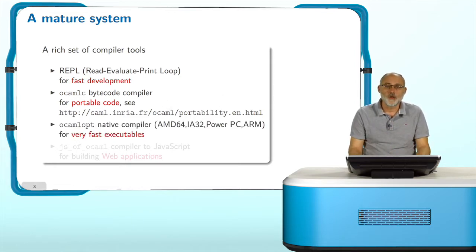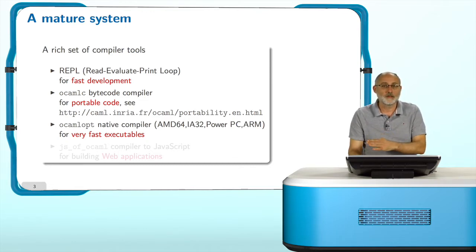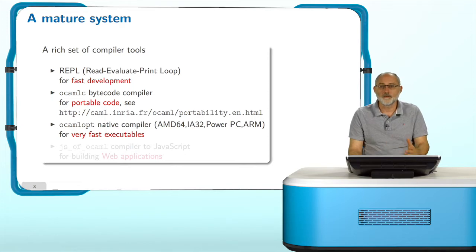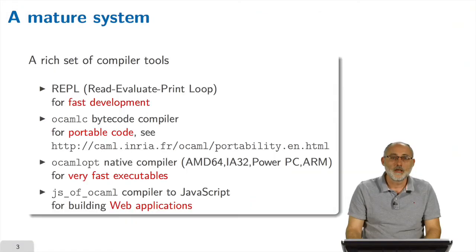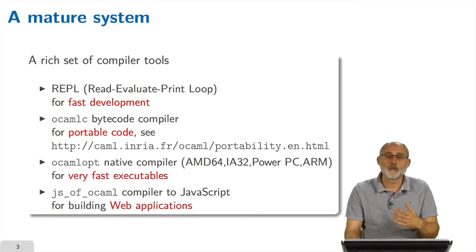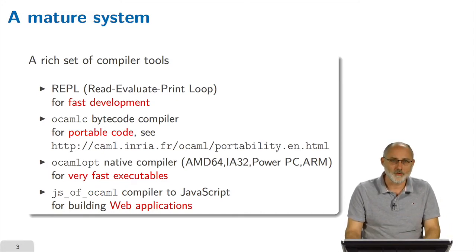And then you have the OCaml opt series of native compilers that can target different architectures, typically 386 architectures, 64 or 32 bits, PowerPC, different variants or flavors of ARM, and then you get very fast executables, much faster than the bytecode compiler. Of course, you lose portability in that case. And then finally, the last member of the family, js_of_ocaml, that's a revolutionary compiler that compiles OCaml code into JavaScript directly, and that's fundamental for building web applications.